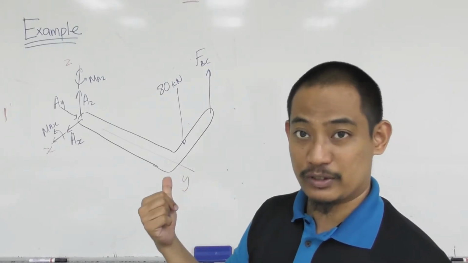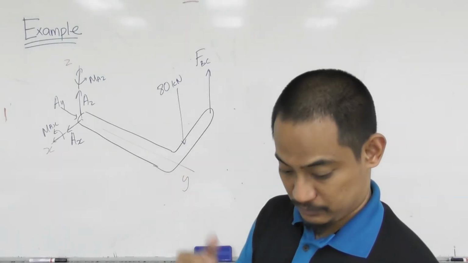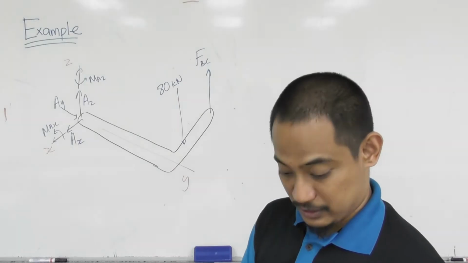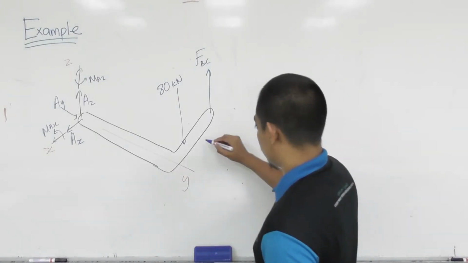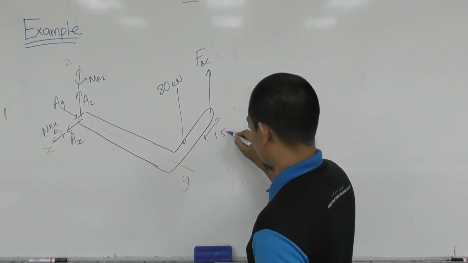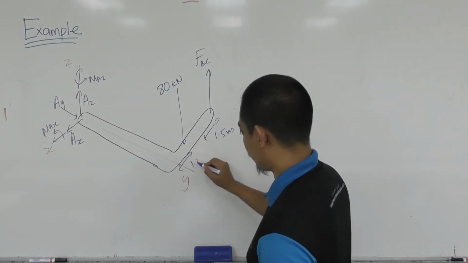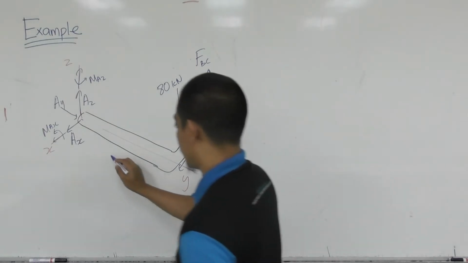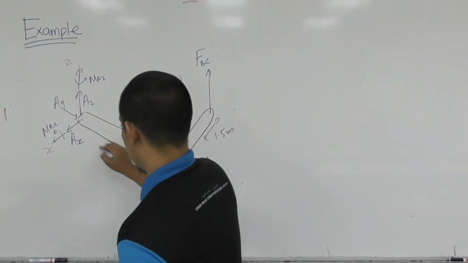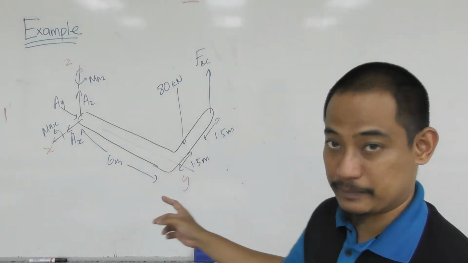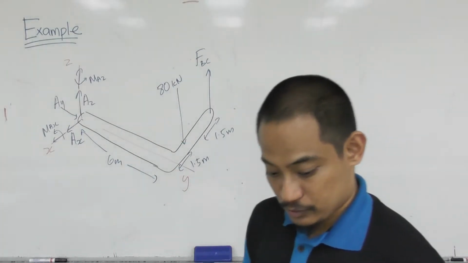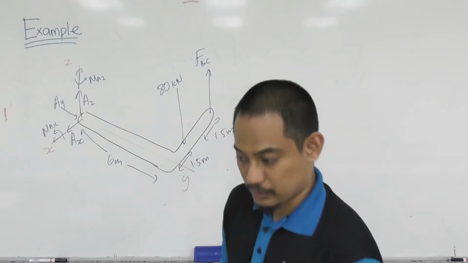Is this a complete free body diagram? What is missing? Actually what is missing is the dimension, so we'll have to put on the dimension. So this is 1.5 meter, 1.5 meter, and 6 meters depth. So that's basically the free body diagram. Now, as we mentioned before.